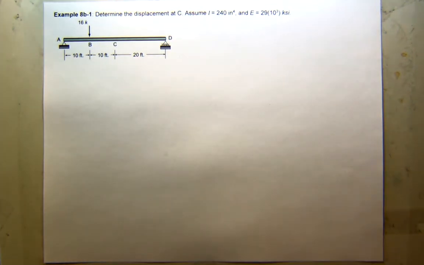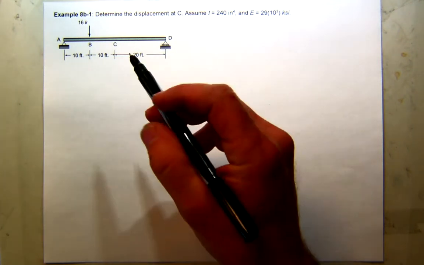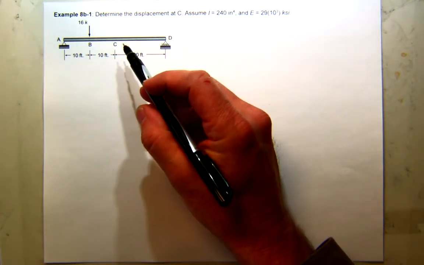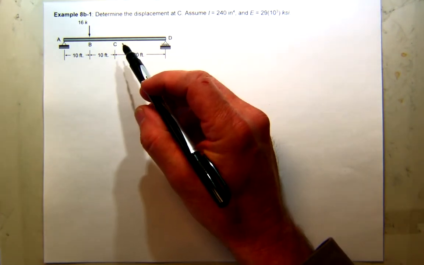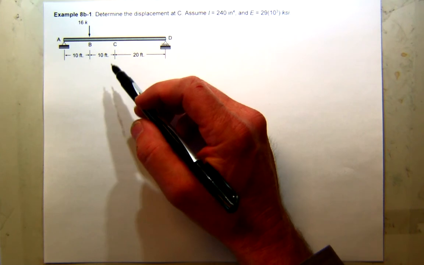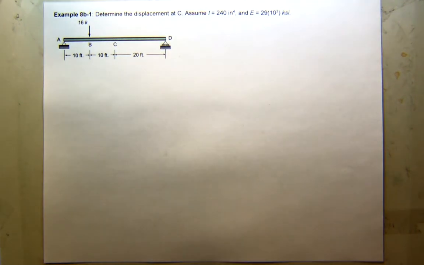So part of the exam will be you choosing which method that we've learned is probably best suited for the job. Right now, I would say direct integration would not be the best choice. Conjugate beam and/or the virtual work would be better. So let's start with virtual work.